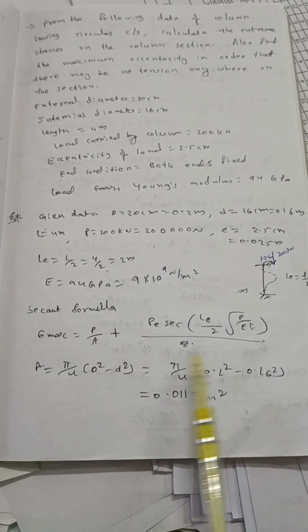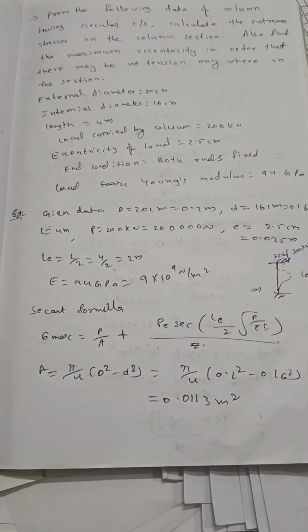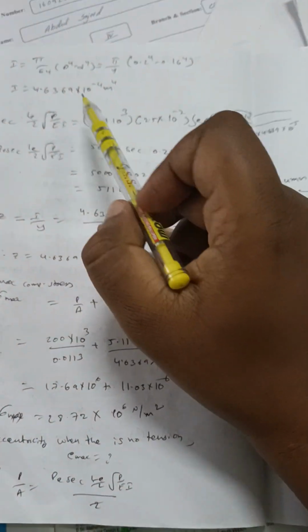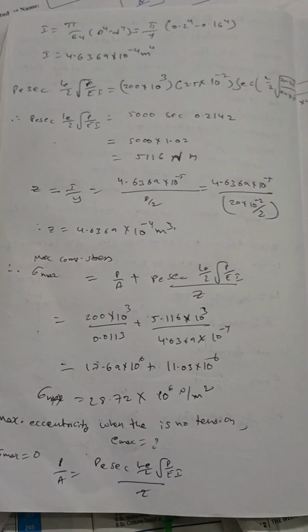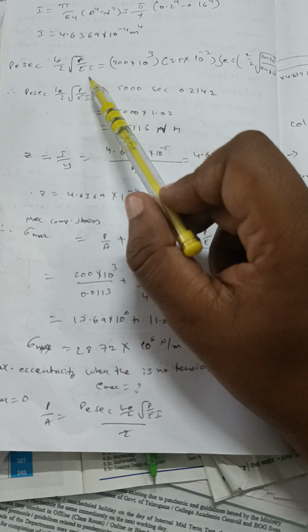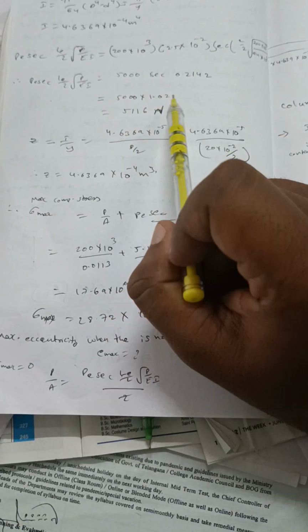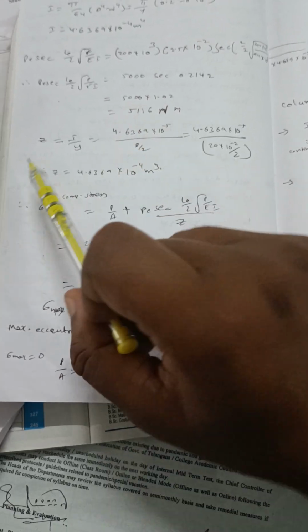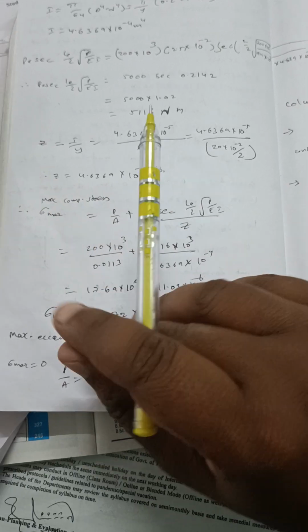So we have the secant formula. Here we have to find A first. This is area. Then we need to find the I value. Then P is secant of Le by 2 under root P by E. If we calculate, we'll get this value. Then Z, if we calculate, we'll get I by Y. So Y is D by 2.